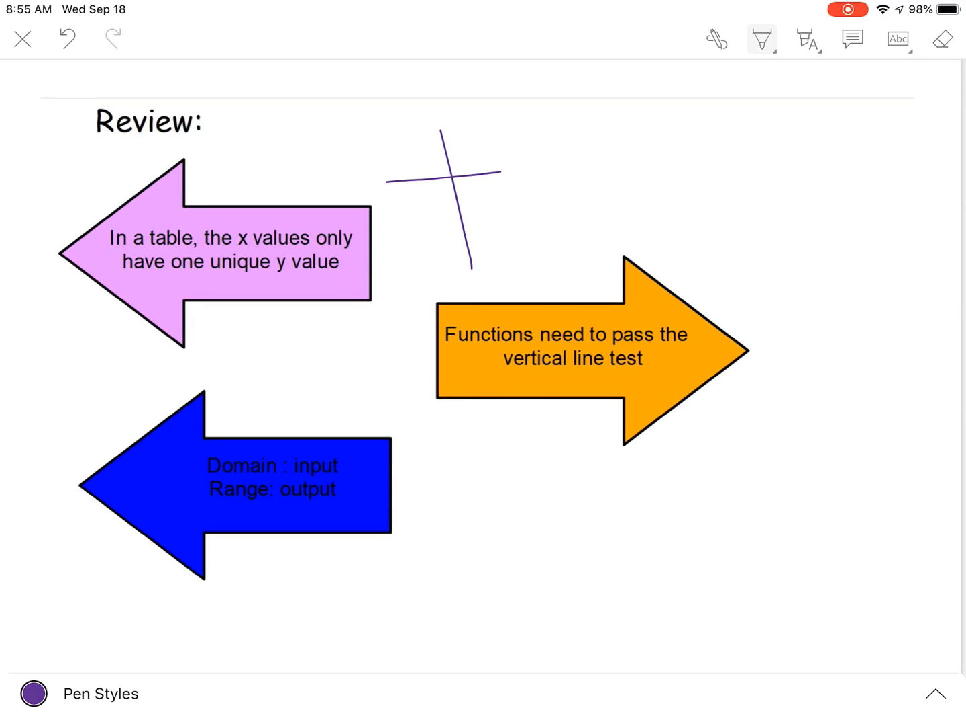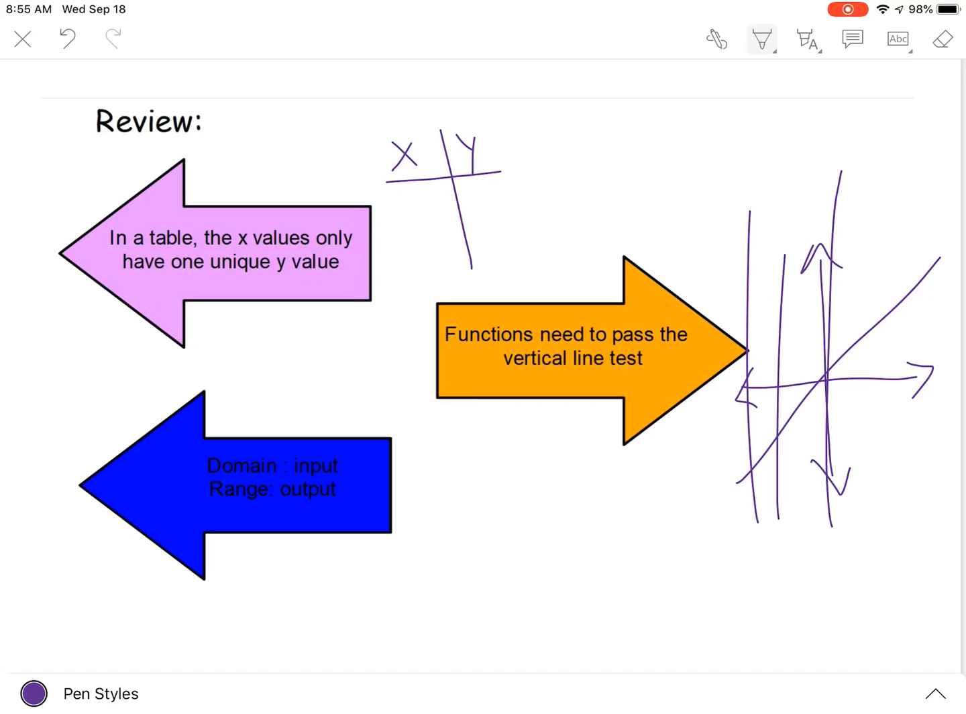So we went over a lot of different stuff, but just to sum up, when we're looking at a table of x and y values, okay, x values only have one unique y value. A function, in order to be a function, needs to be able to pass the vertical line test, so you need to be able to draw a vertical line anywhere on the graph and only hit one and only one point. And then our domain is all of our input or x values. Our range is our output or all of our y values.